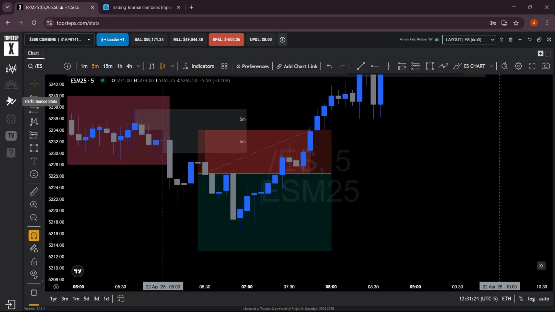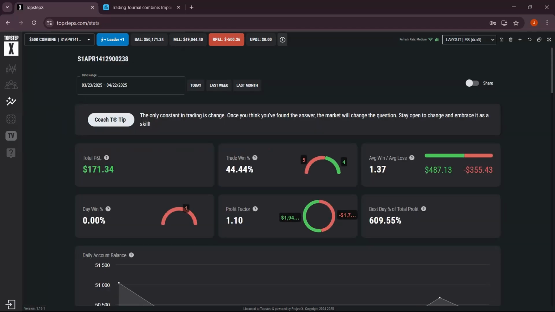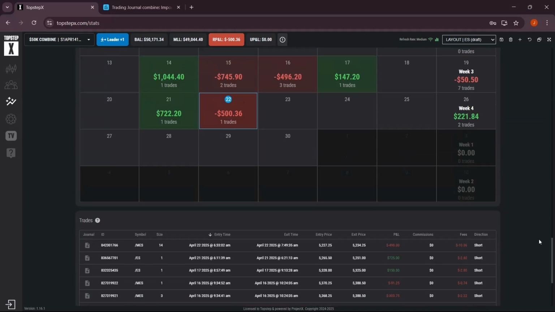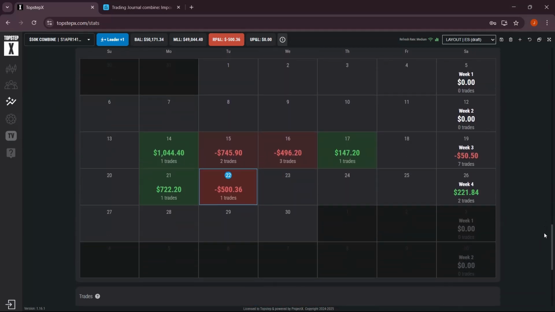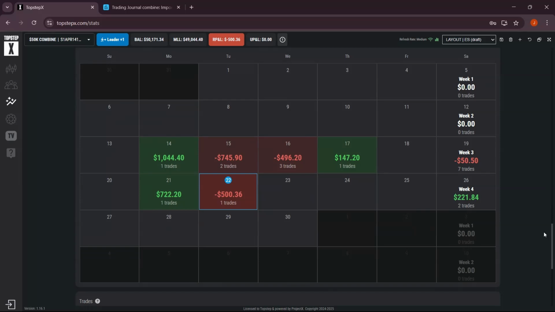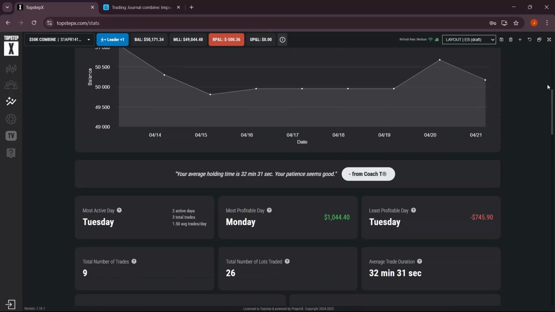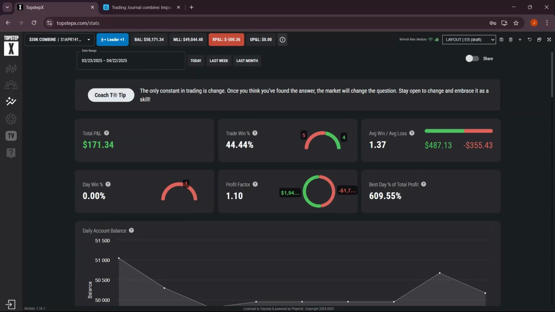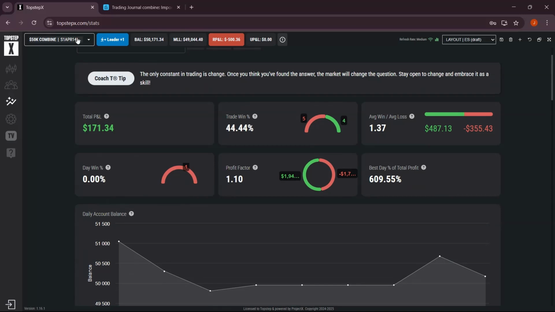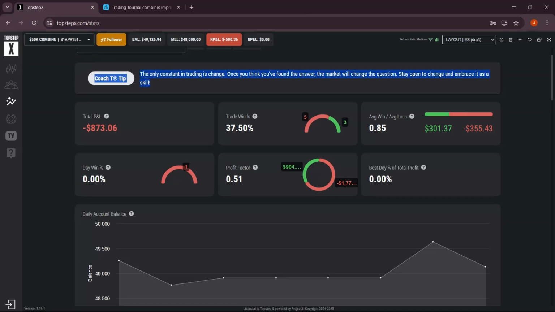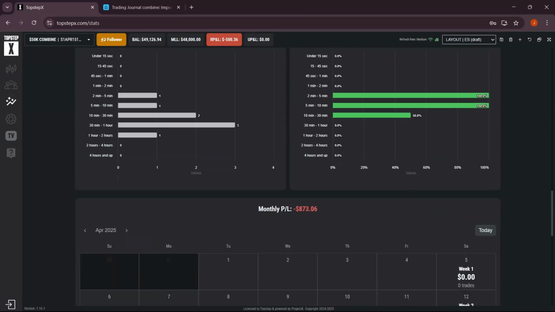I'm going to go over my performance stats real quick. This week for the leader account, I'm only up 221 for the day. For the week. Took a $500 L today. Last week I was down 50 total, so we're up about 171 within these two weeks. And then the follower account, a little less since I started it later. We are down 800 on this combine account.